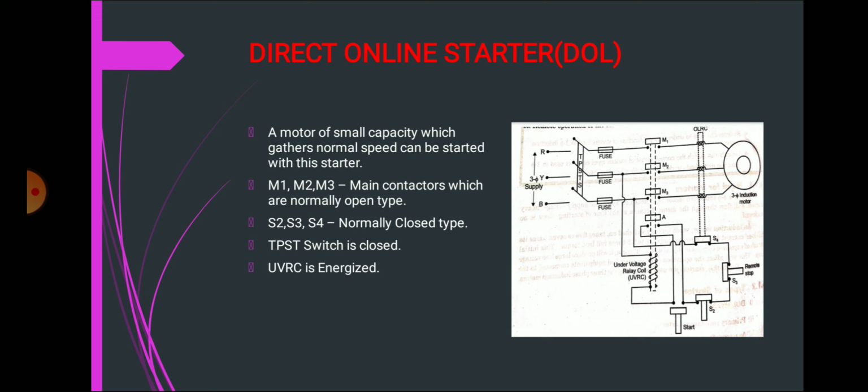A motor of small capacity which gathers normal speed quickly can be started with this starter. A small capacity motor draws only a small amount of current. This may not cause much voltage drop in the supply line. M1, M2, M3 are the main contactors, which are normally open type, used for making and breaking the motor line current. These contactors are operated by a relay coil. S2, S3, S4 are normally closed type and are connected in series with the relay coil.